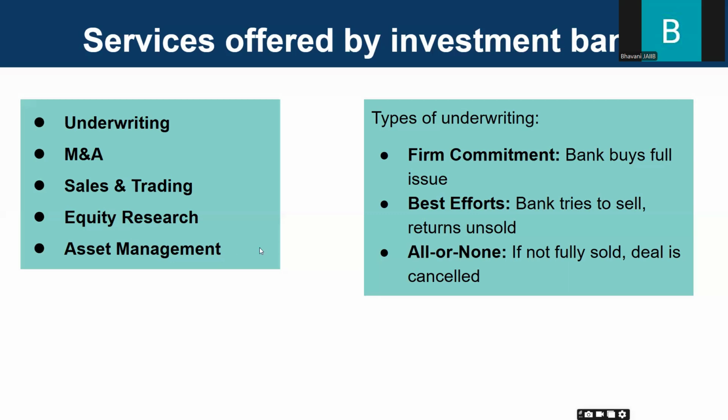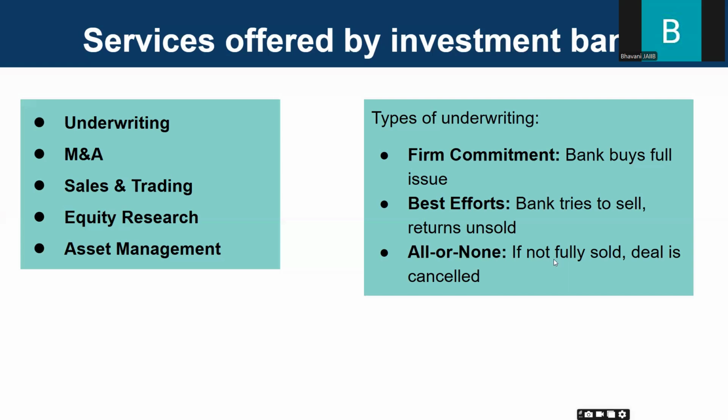We'll mainly look at what do you mean by underwriting, like types of underwriting. There is firm commitment, best efforts, and all or none. So, what is firm commitment? Bank buys full share issue. That is firm commitment. Best efforts is bank tries to sell but doesn't promise. Okay, so bank tries to sell, returns unsold. So it means it doesn't promise you that it is going to sell it for sure.